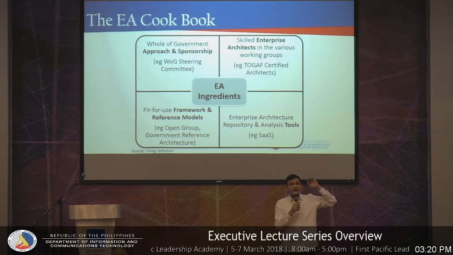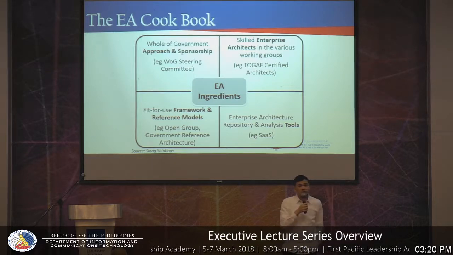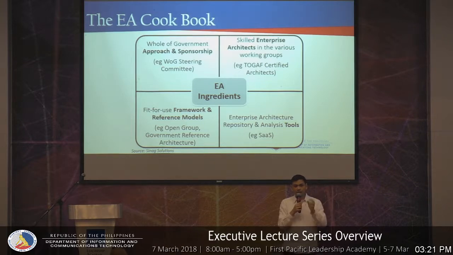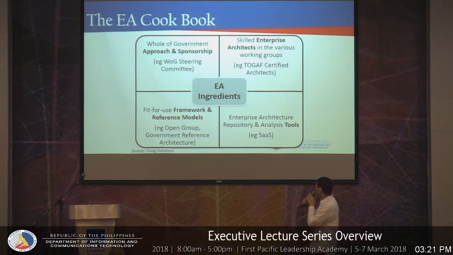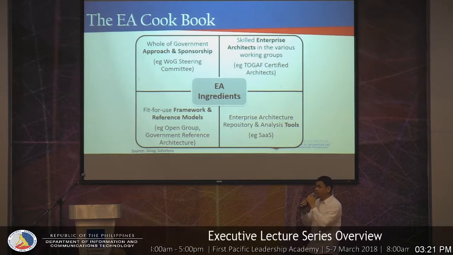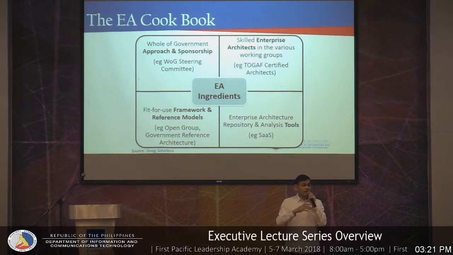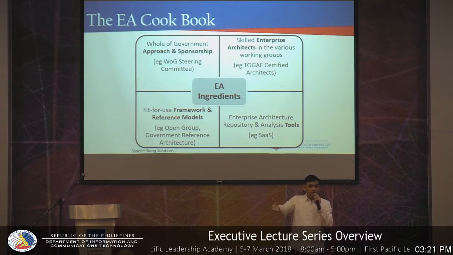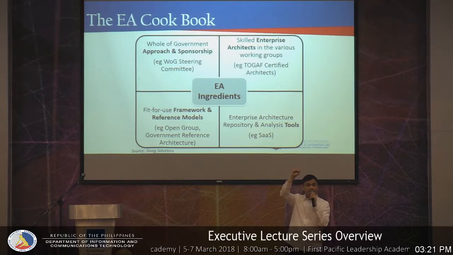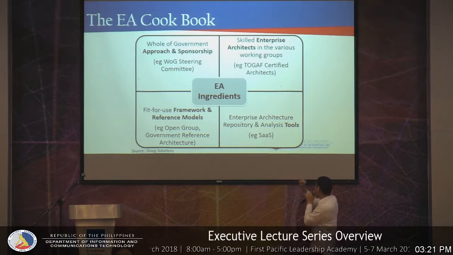Number 1 is we need to have a sponsor for the whole of government approach. It needs to be sponsored at the top level. And we need to approach it also at the top level. Perhaps the enterprise architects that we're going to have in our organizations can be part of that committee of all enterprise architects that will agree on how we will tackle and plan for the whole of government.